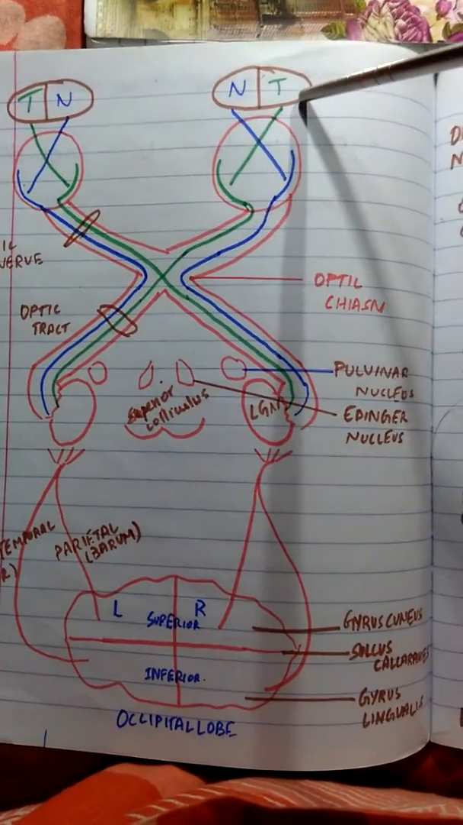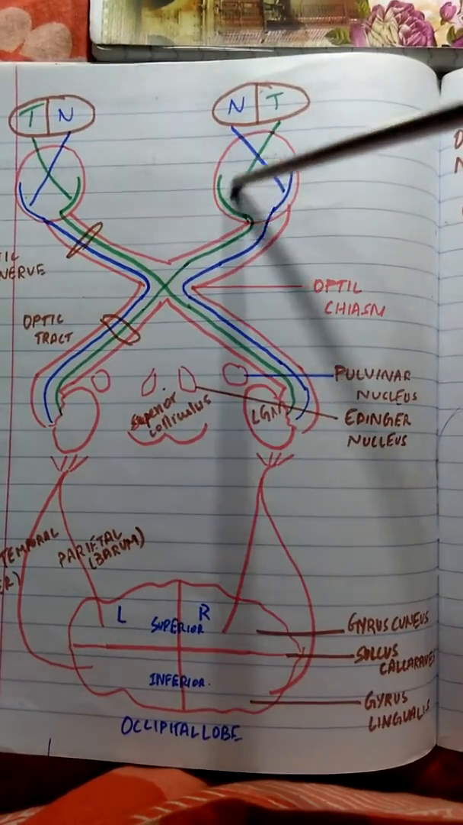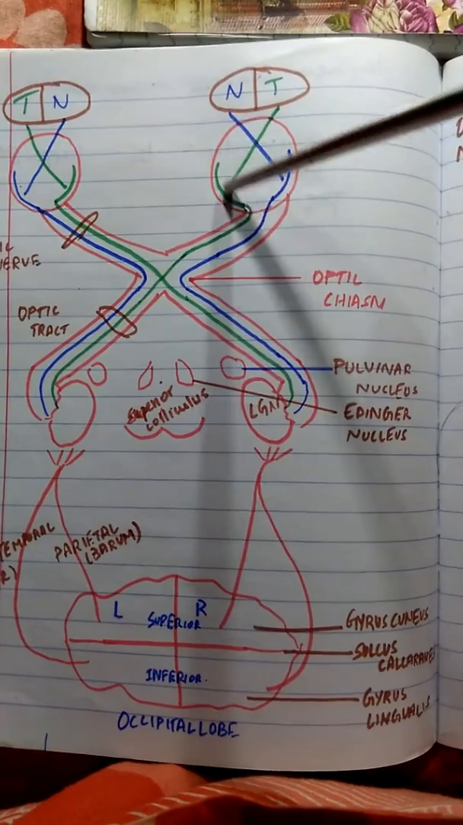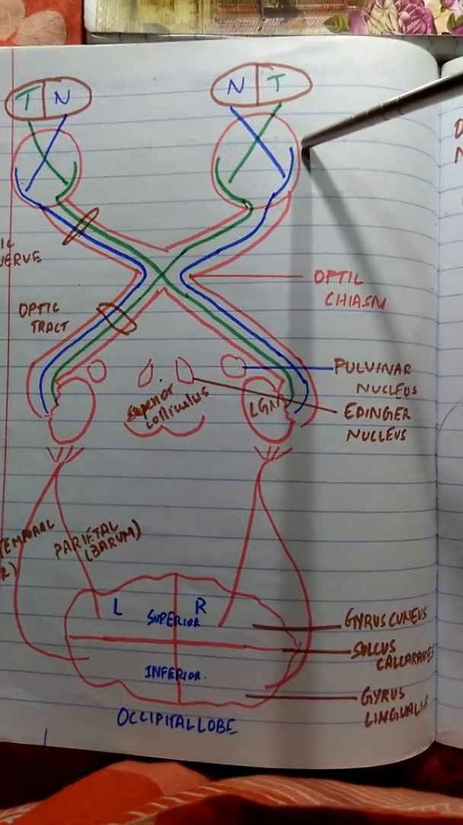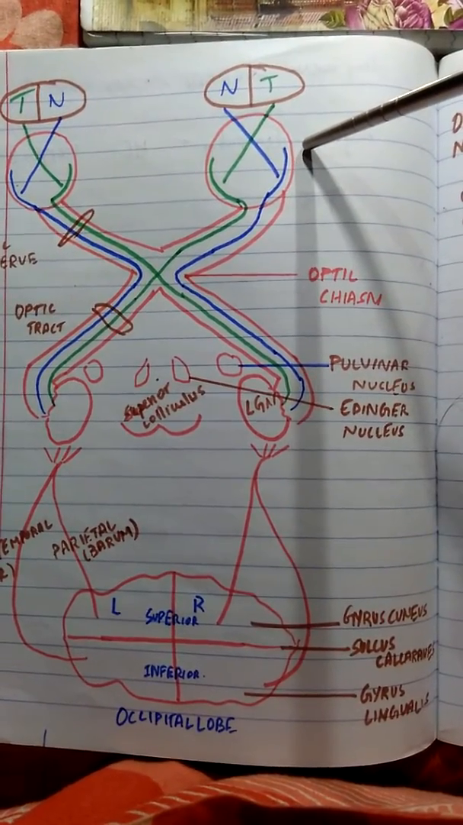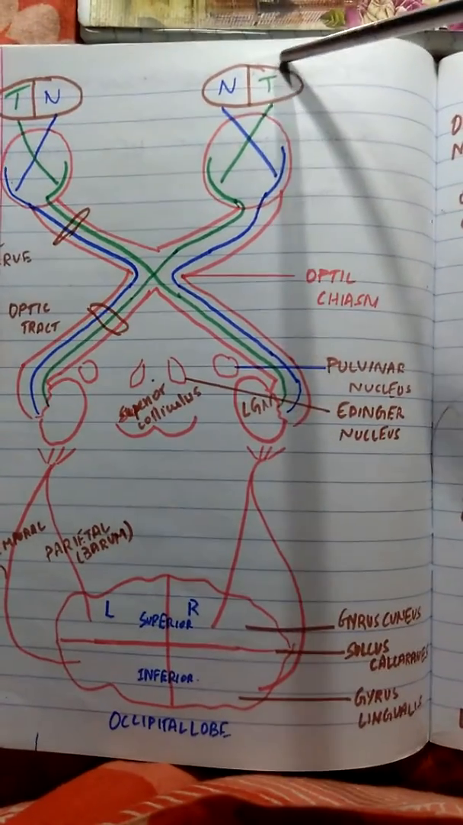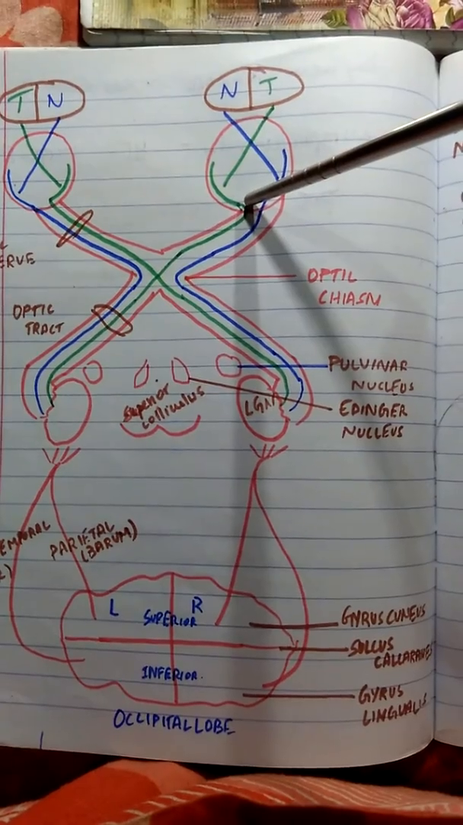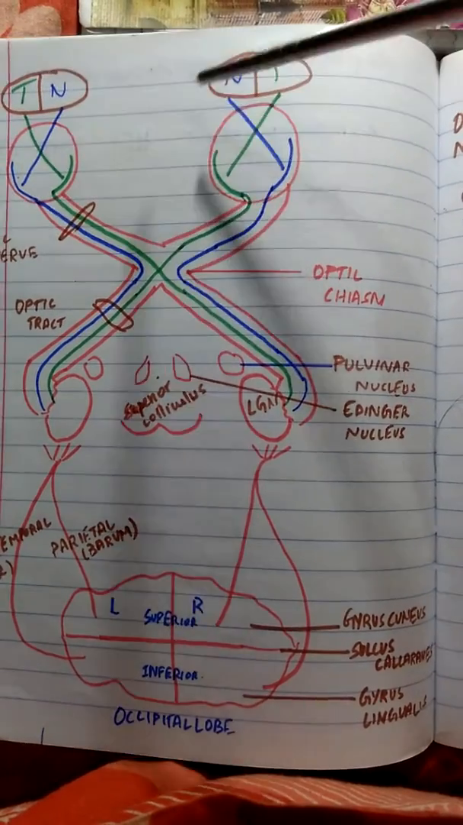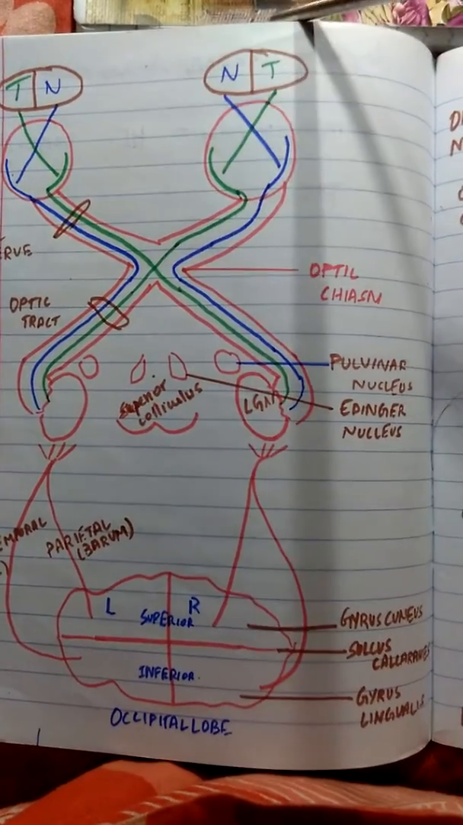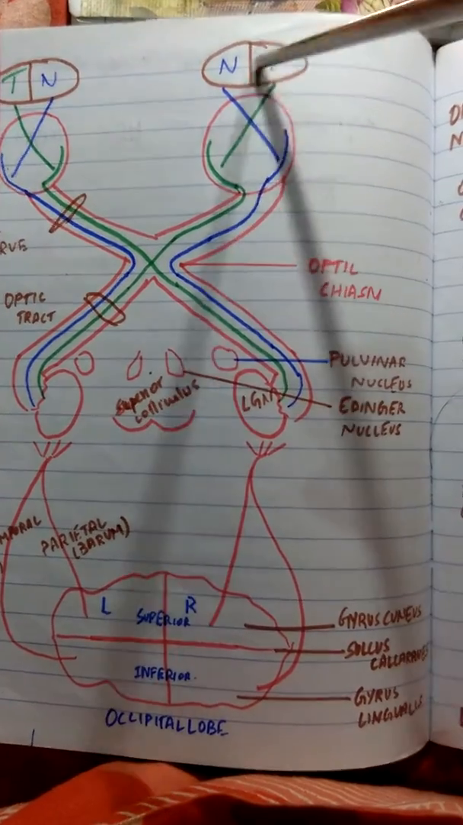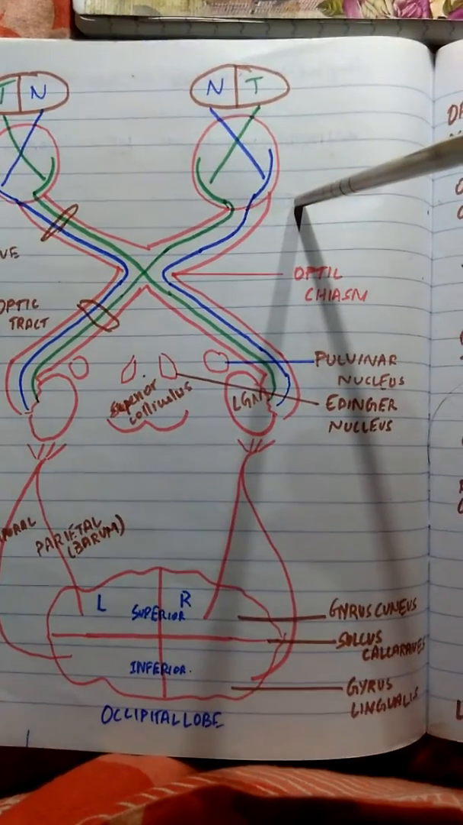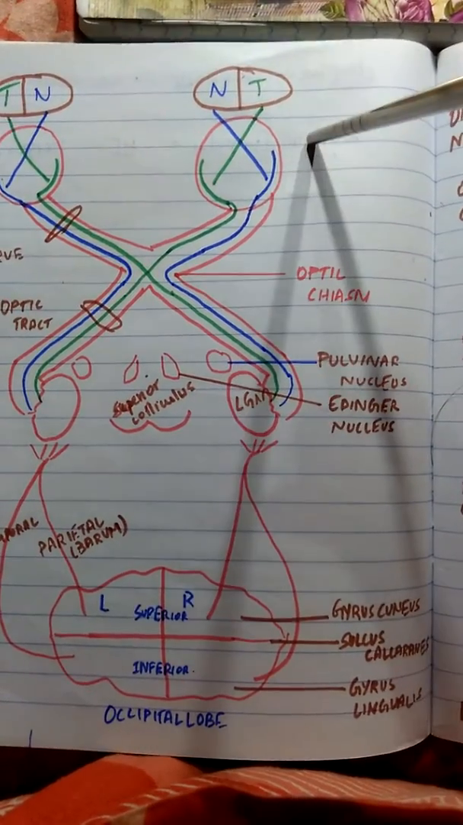And actually from the visual field the images are inverted and they are small on the retina. So it is inverted horizontally as well as vertically. For example, the temporal part of the visual field falls on the nasal side of the retina, whereas the nasal visual field falls on the temporal side of the retina.